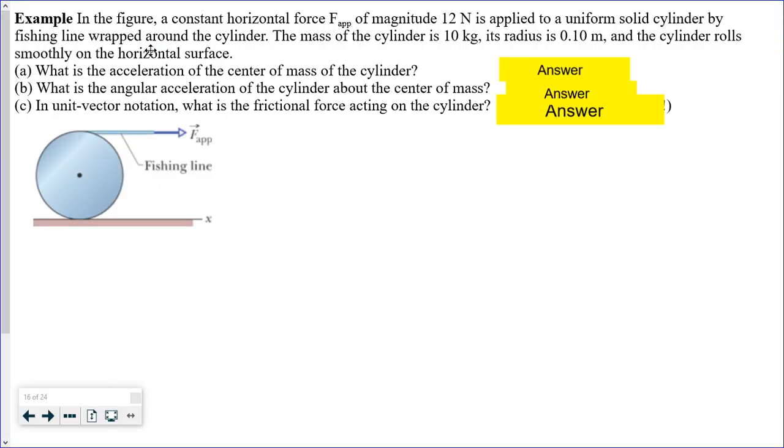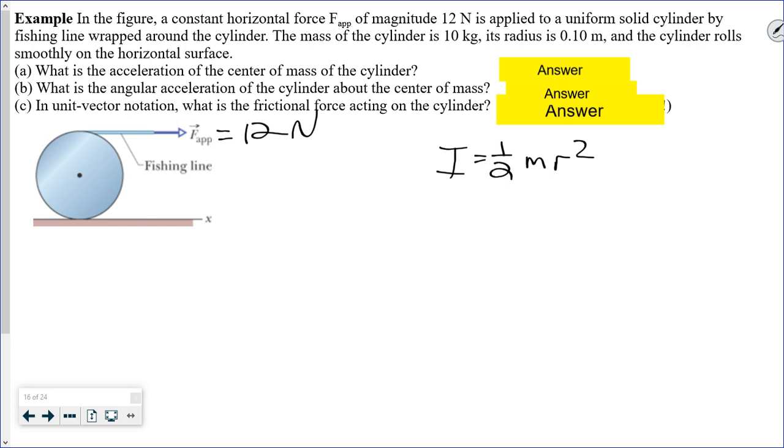Okay, so it says in the figure a constant horizontal force of 12 newtons is applied to a uniform solid cylinder. So I for our solid cylinder is 1/2 mr squared. We know our mass and our radius. Yeah, I'll just leave it.